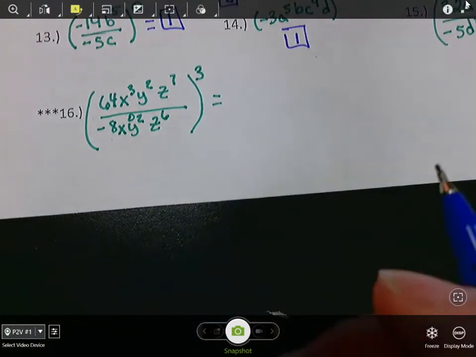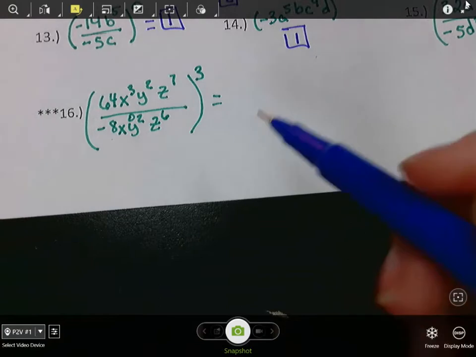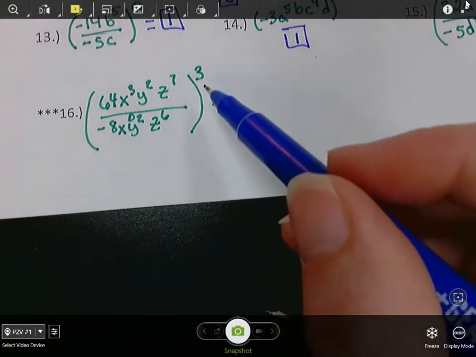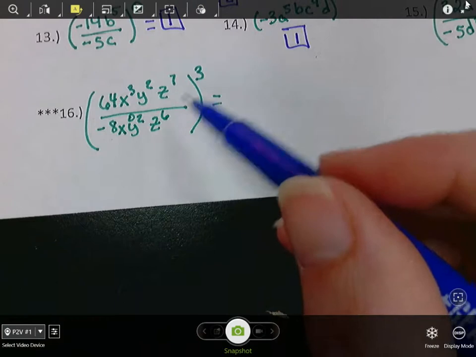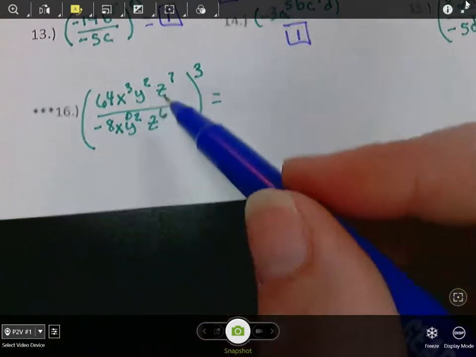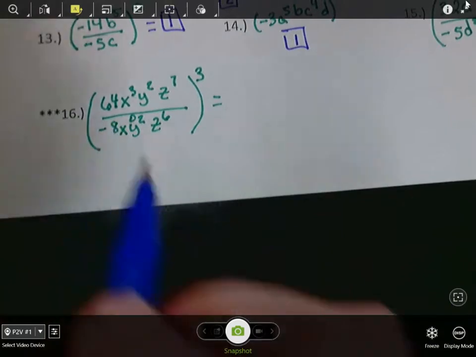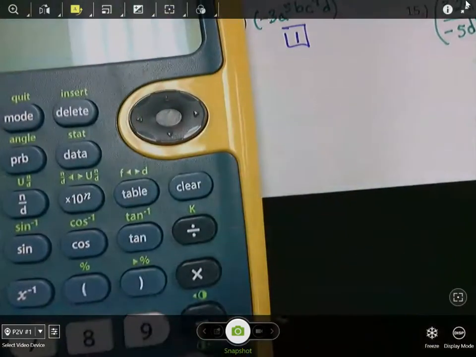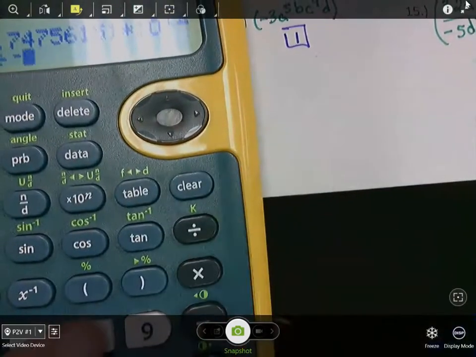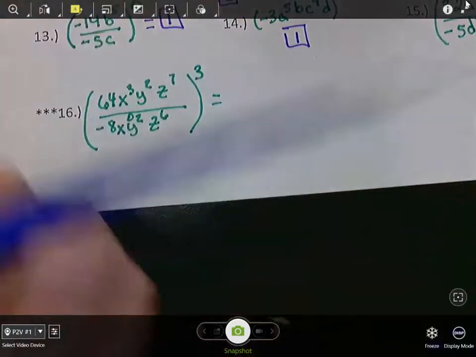Okay, so can I just make this one 1? No, you can't. You have to reduce what's on the inside first. So first, type in your calculator 64 divided by negative 8. You get negative 8.